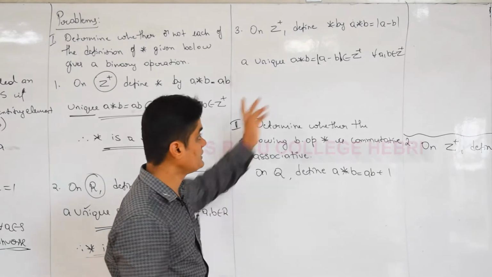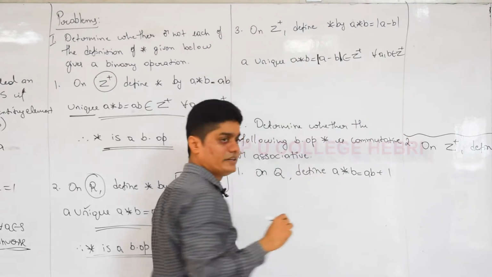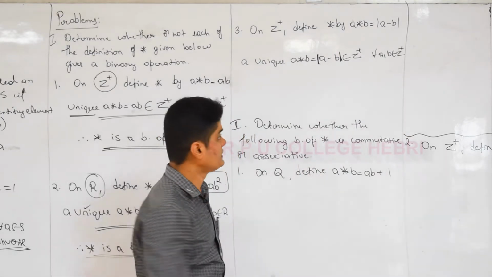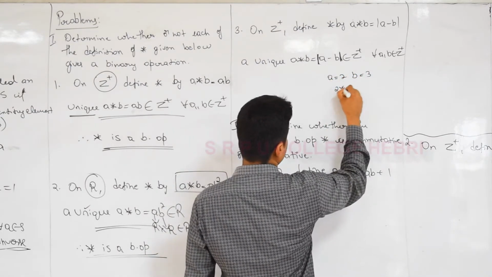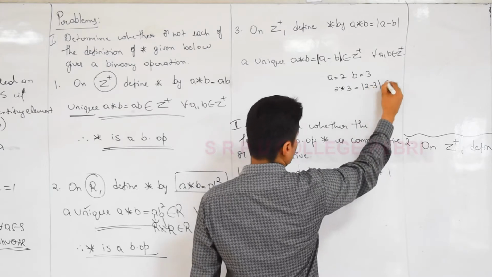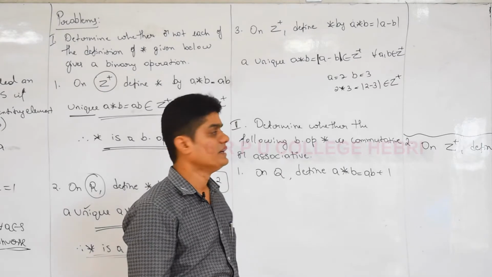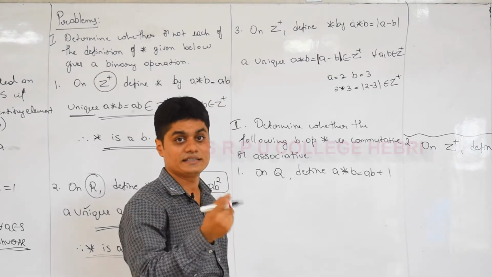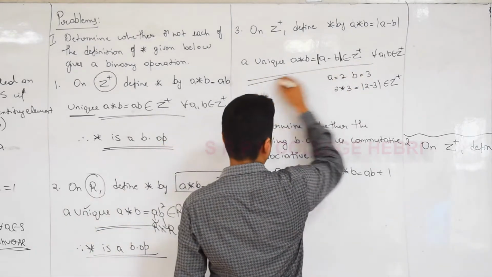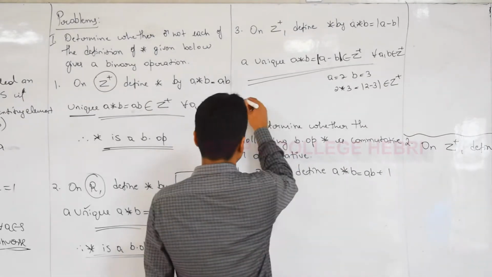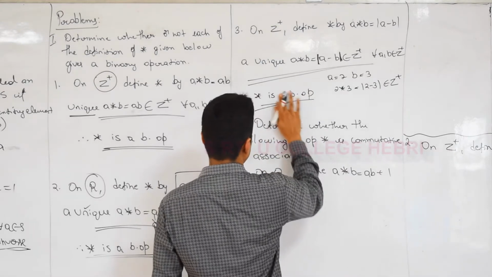But now you have to check whether a minus b is always an integer. When you subtract two integers, it is always an integer. Suppose a is equal to 2, b is equal to 3, then 2 star 3 is mod of 2 minus 3. Does it belong to Z plus? Yes. Why should it belong to Z plus? Yes, 2 minus 3 is negative, but because of the modulus sign, that negative sign does not come out. So remember, this is true again for all a, b belongs to Z. Therefore star is a binary operation.